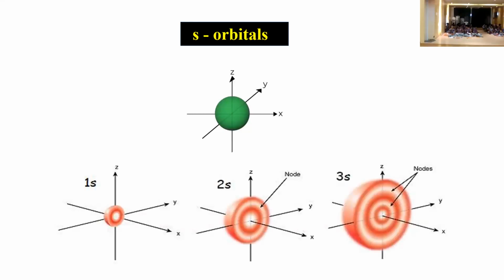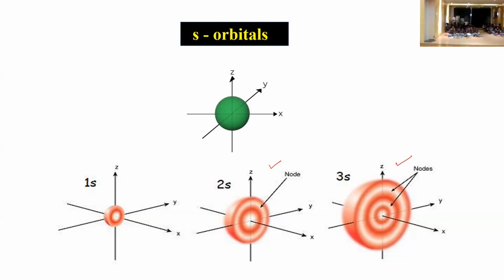So here you can see the difference in sizes of the 1s, 2s, and 3s orbitals. In the picture you can see the 3s orbital I have drawn has 2 nodes. In the 2s orbital, you can see 1 node, and the 1s orbital does not have any node. Right?